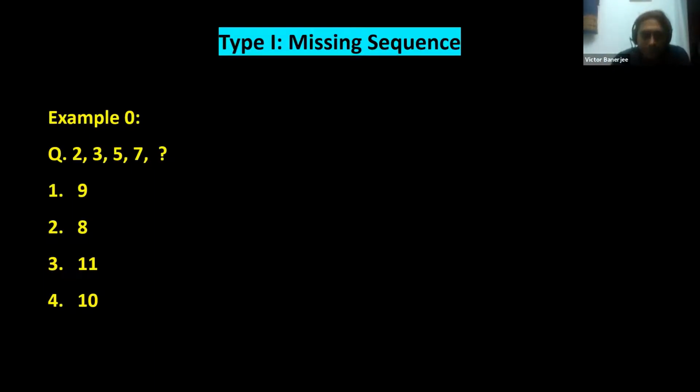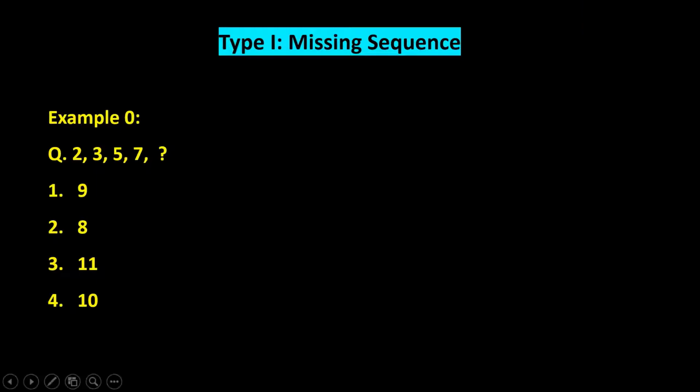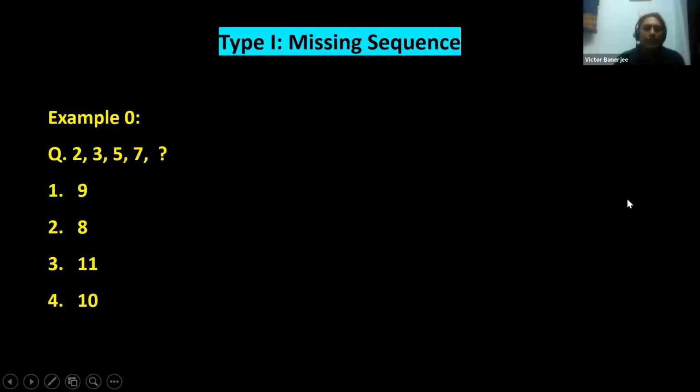Okay, both of you, Pranjali and Shwani. Yes, sir. Okay, so what is the pattern over here? This is actually a type 1 missing sequence question. What is the sequence? We have to find the next number. Now, see the numbers. It's 2. Let me change the color. Just a second.